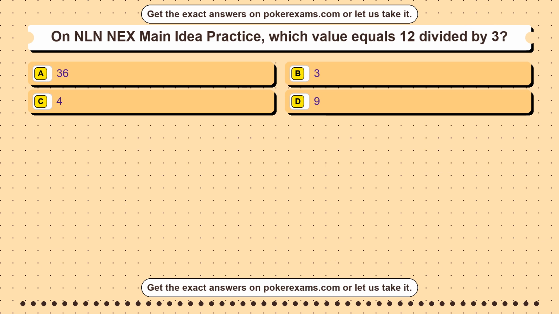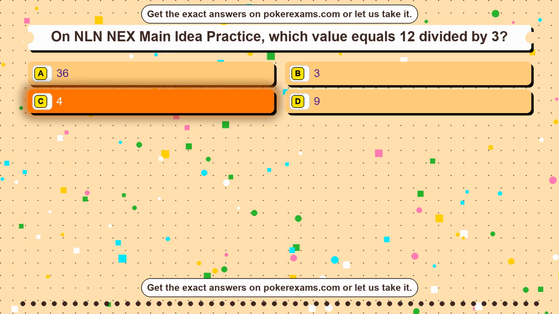Question 44. On NLN NEX main idea practice, which value equals 12 divided by 3? Option A, 36. Option B, 3. Option C, 4. Option D, 9. The correct answer is option C.